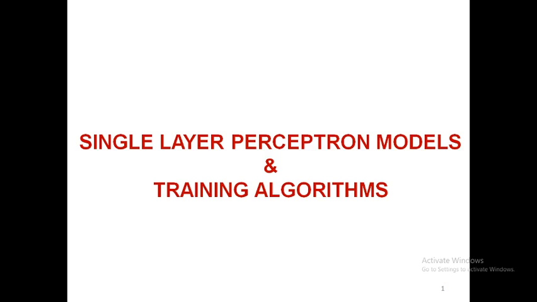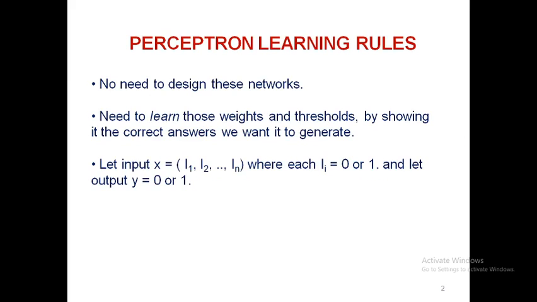In the last class we have seen single layer perceptron models. So in today's session we will extend the topic and we will see the single layer perceptron models and training algorithms. The perceptron learning rules: how that perceptron needs to be trained, that we need to see, then only for the given inputs we can get the required output.